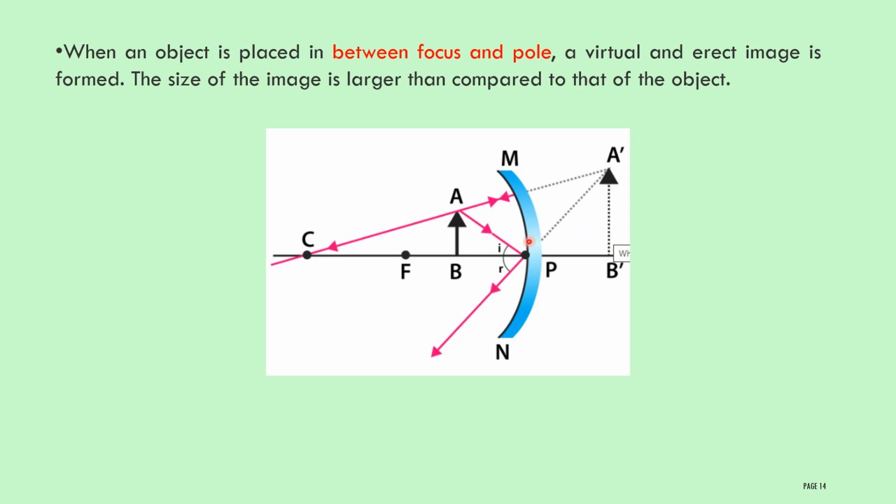Here the position of the object is in between focus and pole. Then you will get an image beyond the mirror at the position A dash, B dash. This is the nature of the image. The size of the image is more compared to the size of the object. The nature of the image is virtual and erect because you are getting an image beyond the mirror.